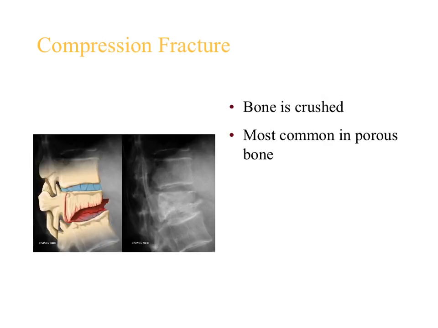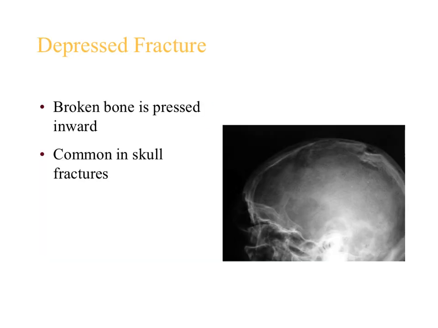A compression fracture is when the bone is crushed. These are most common in porous bone or spongy bone. Car accidents can make these things happen. In this x-ray you can see the body of the vertebrae here has been crushed, and so that would be a compression fracture. A depressed fracture is when the bone is pressed inward, so this is very common in skull fractures. In this x-ray you can see right here where the bone was pressed inward on the skull.